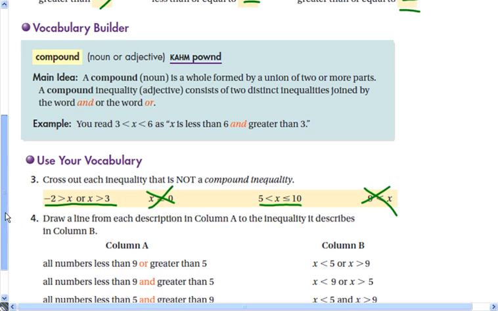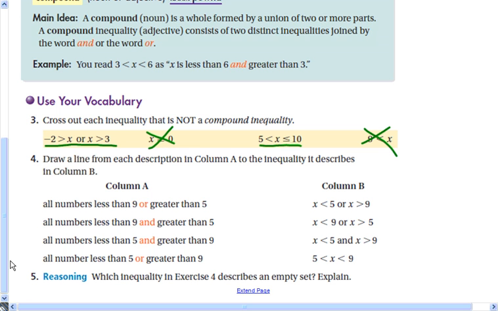The words and or or are important. They have quite an important meaning. So we're going to draw a line from each description in column A to the inequality that describes it. All numbers less than 9 or greater than 5. So we need x is less than 9 or x is greater than 5. That would be this one.